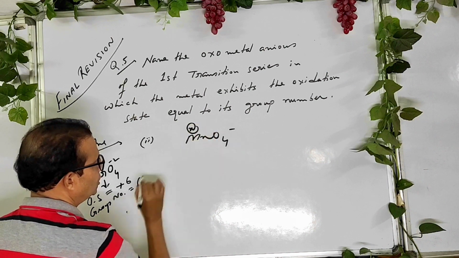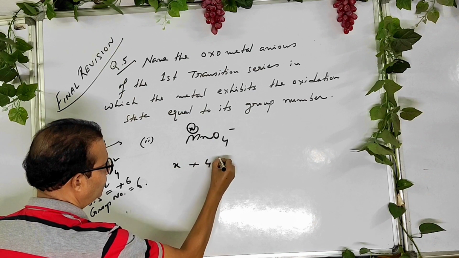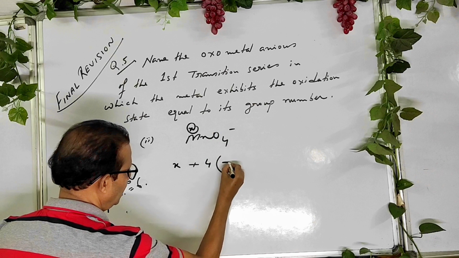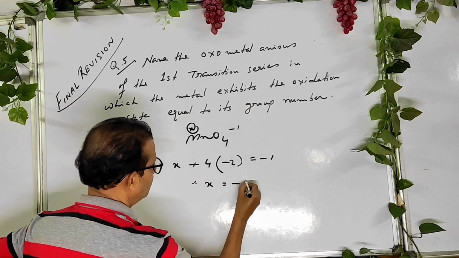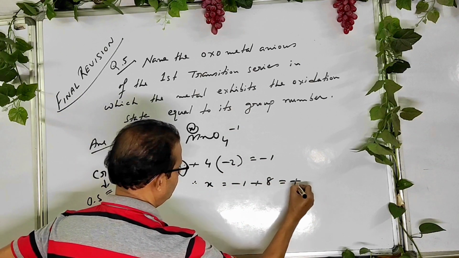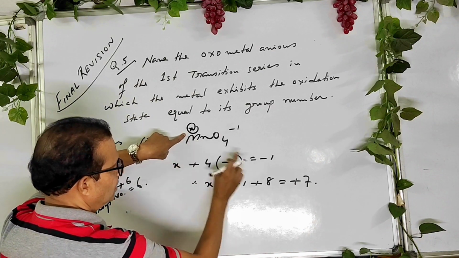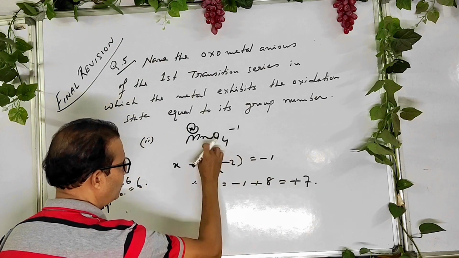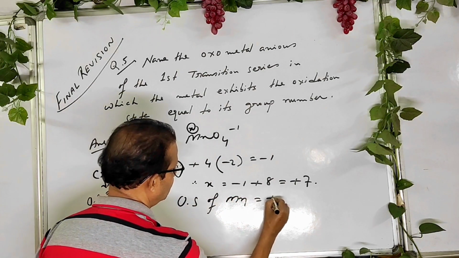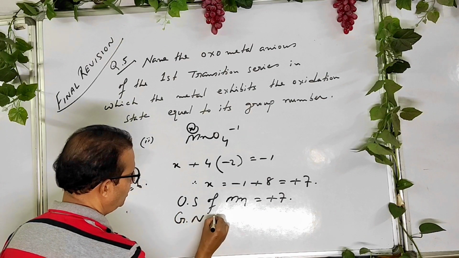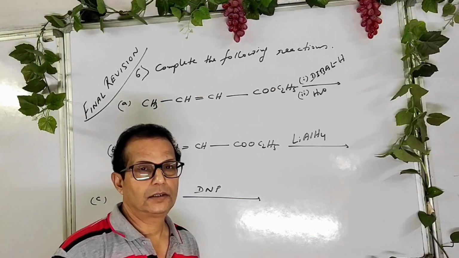Here the oxidation state of manganese is x plus 4 into -2 equals -1, therefore x = -1 + 8 = +7. So the oxidation state of manganese is +7 and the group number of manganese is also 7. So oxidation state of Mn is +7 and group number of Mn in the periodic table is also 7. So this is the answer. See the questions.